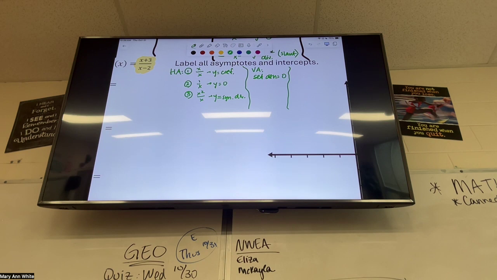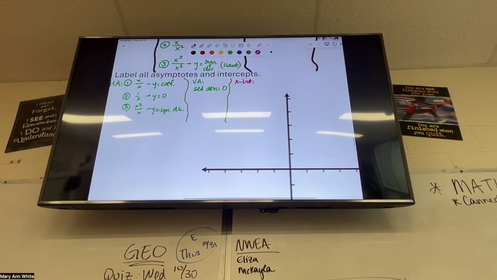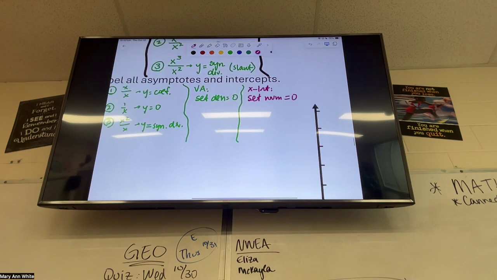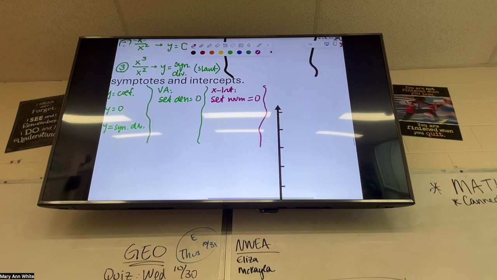All right, what else do I need to find? X-intercept. How do I find my x-intercept? Set the numerator equal to 0. And then we also need to do our y-intercept. How do we find our y-intercept? Plug in 0.